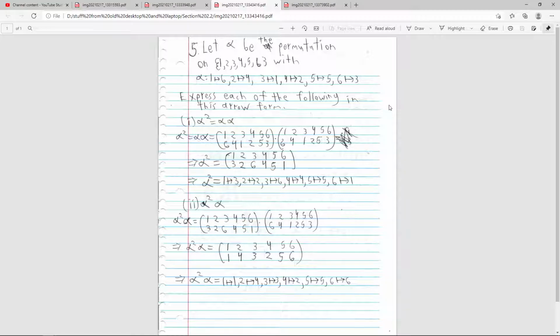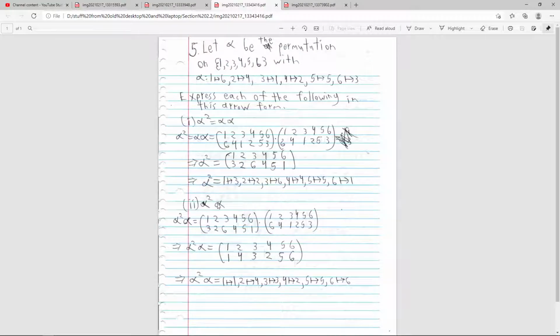So let alpha be the permutation on 1, 2, 3, 4, 5, 6. With alpha in that format, express each of the following in this arrow form. So alpha squared equals alpha times alpha. I'll write both the two-row form and the result in arrow form. Same as before, 1 goes to 6, 6 goes to 3, so 1 goes to 3. I think this problem type is very obvious. You do it for each one, and then you can convert that into row form. From row to arrow, 1 goes to 3, 2 goes to 2, 3 goes to 6, 4 goes to 4, 5 goes to 5, 6 goes to 1. In the end, that's what you get.